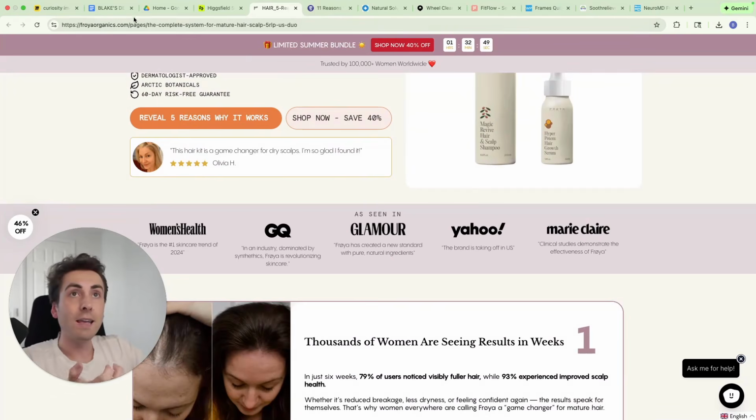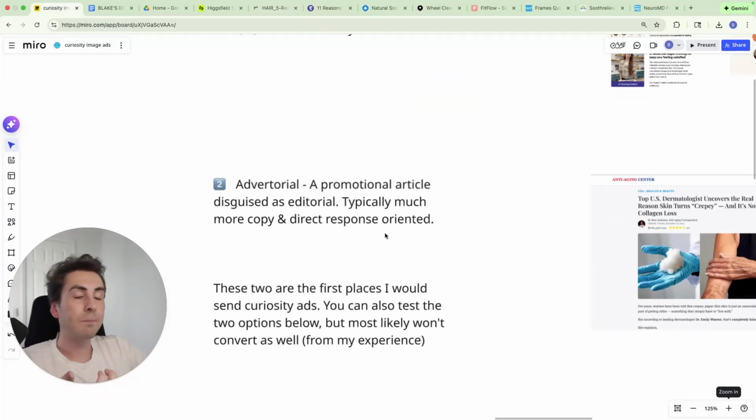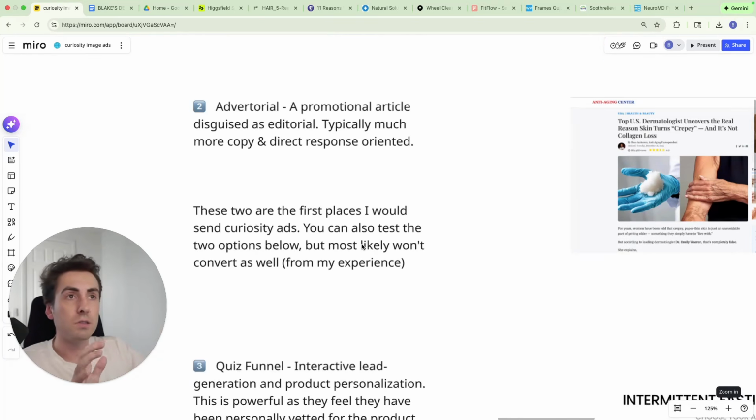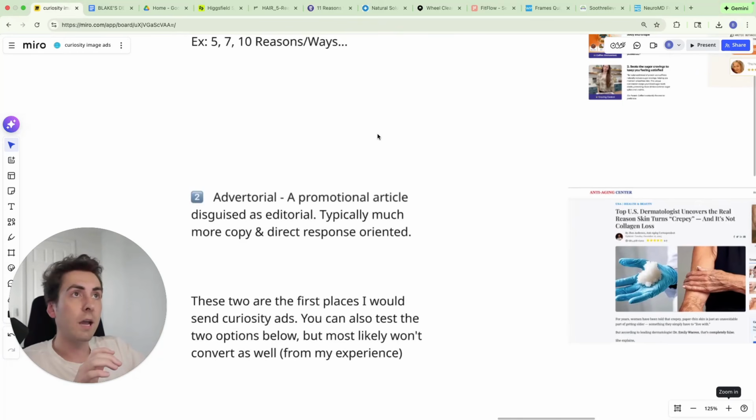Now, that is a listicle, right? You also have an advertorial. These can work very, very well. It feels more like a promotional article and it's disguised as an editorial. It's typically much more copy and direct response oriented, meaning less photos, more copy, more heavy on the pain points, that type of thing. I would probably test advertorials first and listicles second. These are the first 2 places you want to send traffic. Now, what do good advertorials look like?